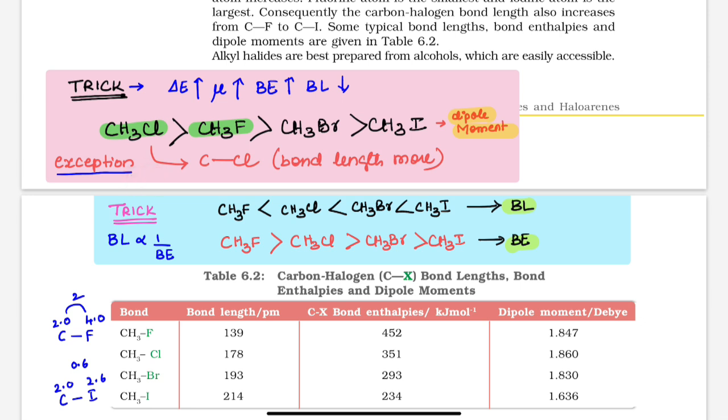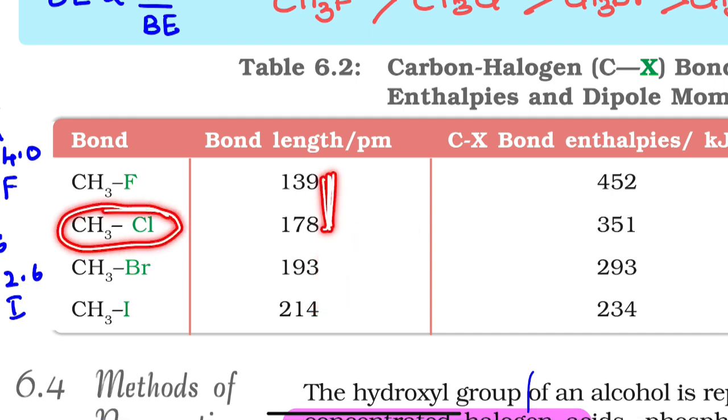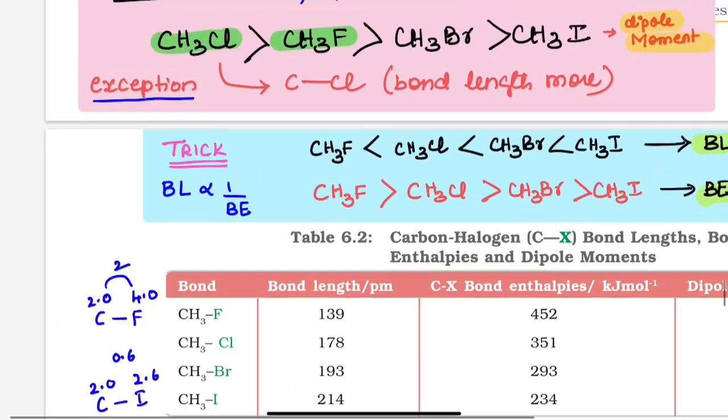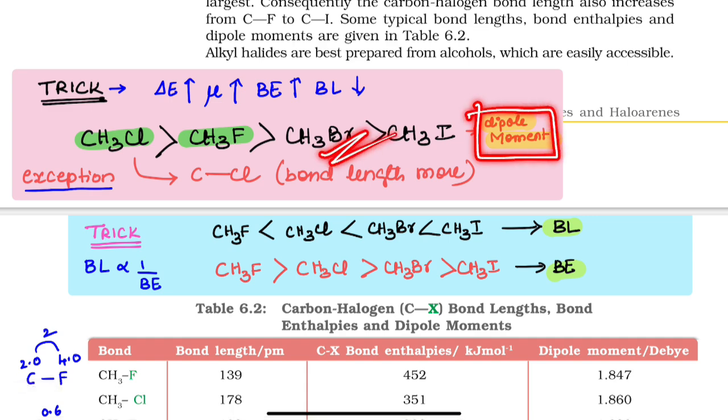Why is this exception? In the carbon chlorine bond, if you see, the bond length is more. Since the bond length is more, dipole moment also will be more. See here the bond length values. For C-F, the bond length is 139, whereas for C-Cl the bond length is 178. The difference is almost 40, whereas for the others the difference is 10 to 20. Since the difference is very high, the bond length here is more, and because of that you can see this exception. So learn this order. Dipole moment order will be this.